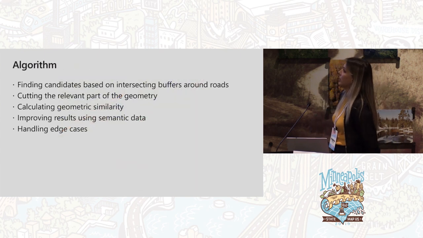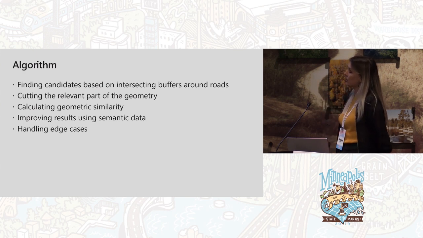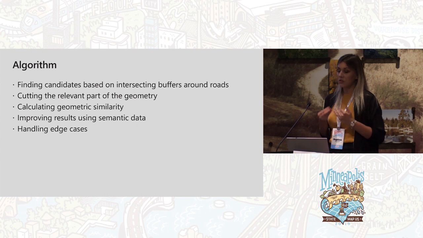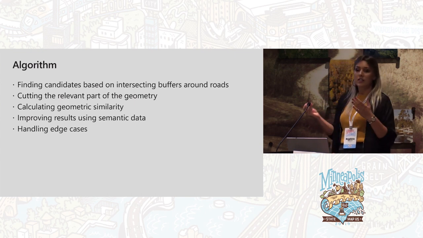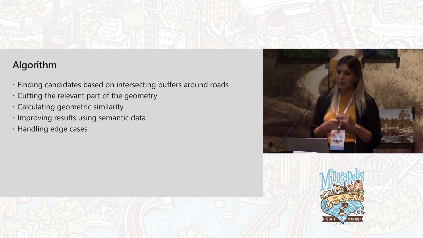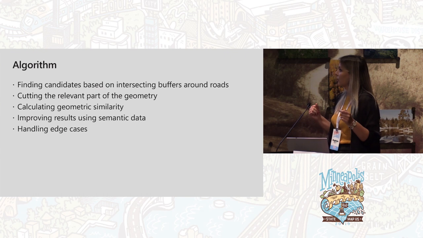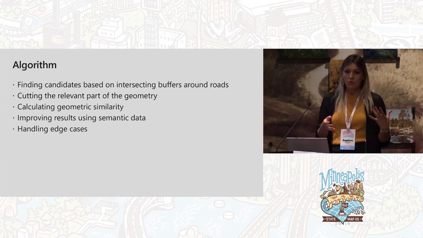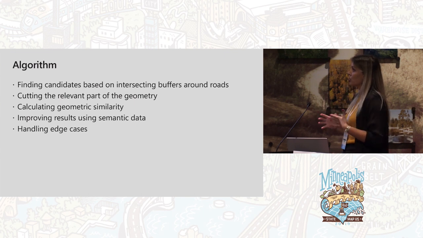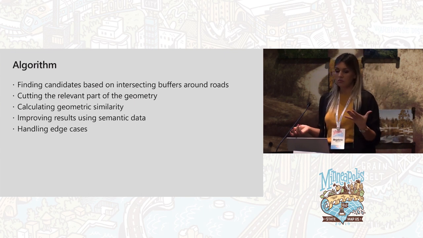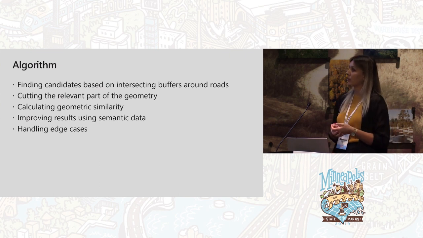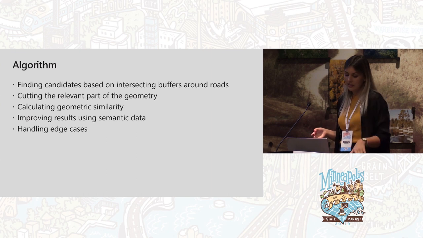So finally, the solution we came up with. These are five steps. First, obviously we want to narrow down the set of geometries that we even consider as matching. Let's say we have a source data set and a candidate data set. We want to find candidates based on intersecting buffers. We draw buffers around roads, and there will be an example following. Then we cut only the relevant parts of those geometries, in case only parts of them match. Then we use geometric similarity metrics to discard all bad candidates. If semantic data is available, we use it to improve our results. And in the end, we try to handle edge cases.